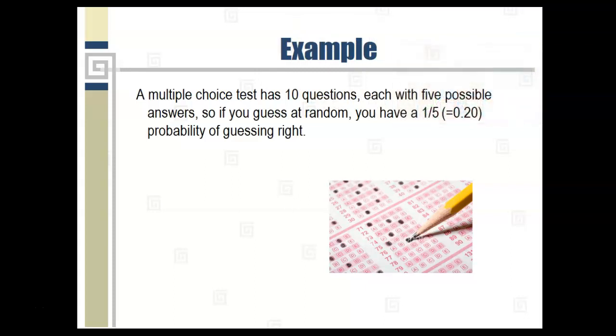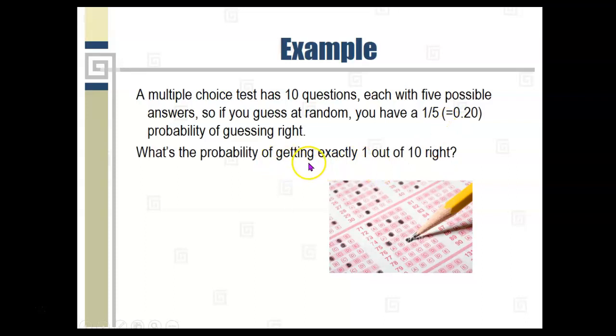A multiple choice test has 10 questions, each with 5 possible answers. So you could answer A, B, C, D, or E. And that means if you're just guessing at random, you have no clue what the correct answer is, so you just pick either A or B or C or D or E totally at random, then you would have a 1/5 probability, 1 out of 5, which is 0.20, of guessing the correct answer. So on each question, you've got a 0.2 probability of getting that question right purely by guessing.